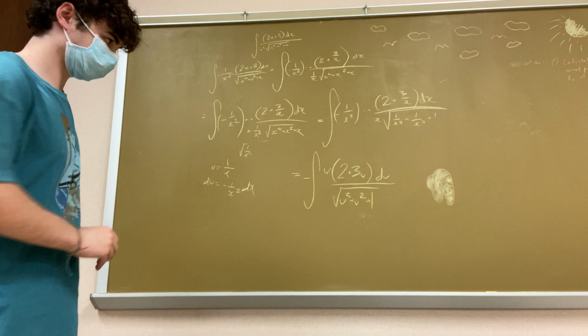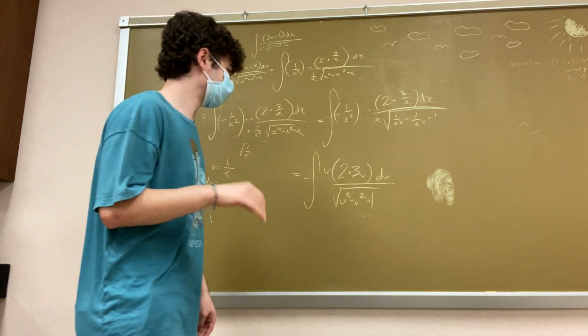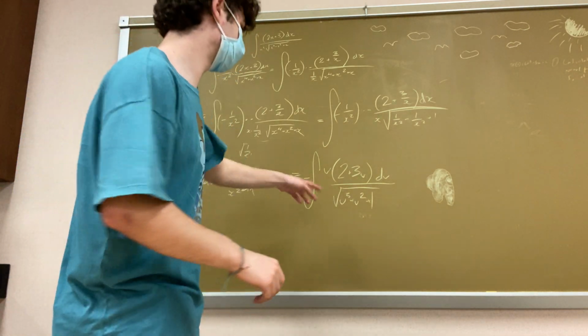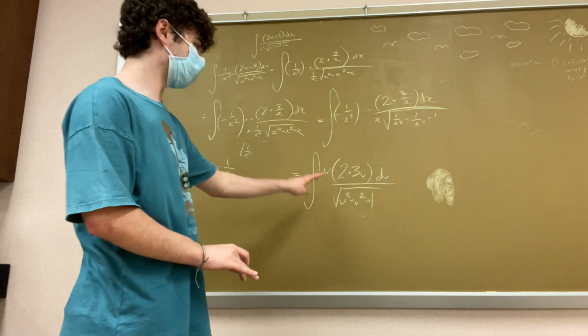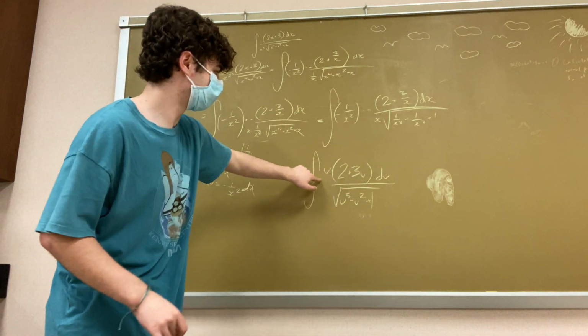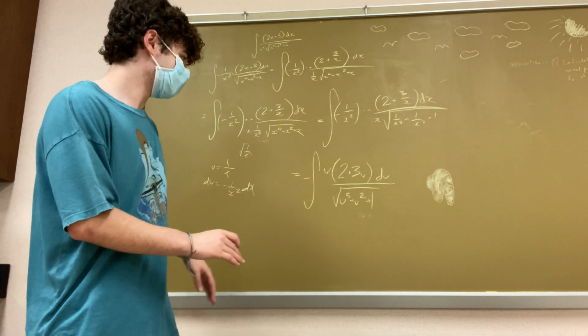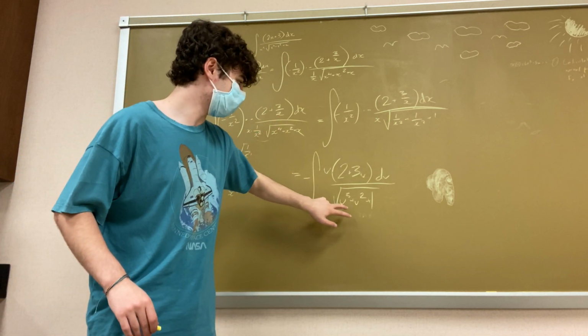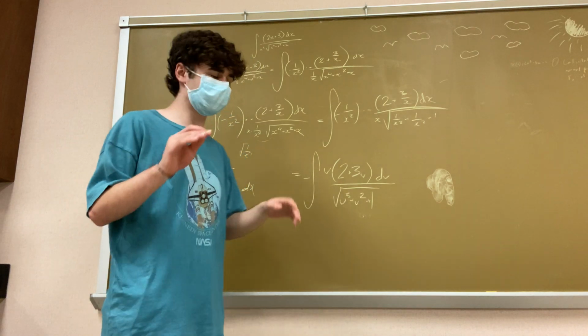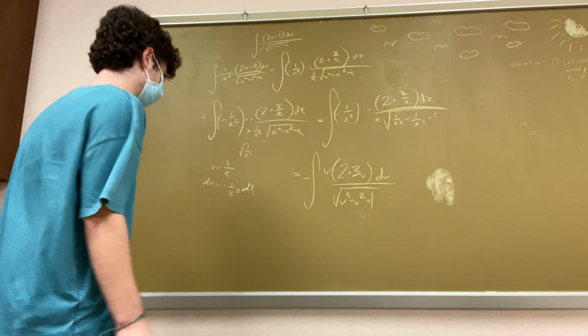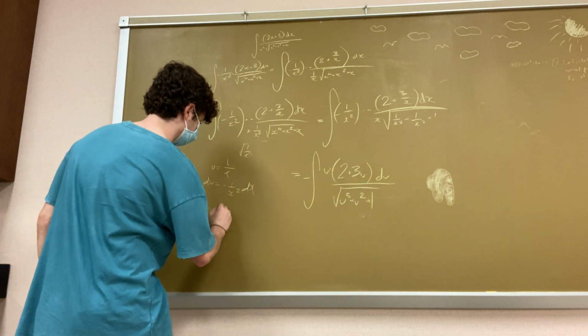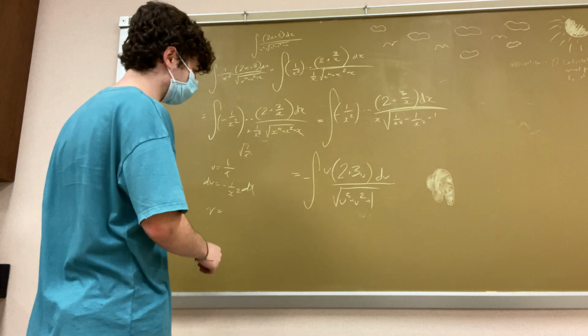And now you'll notice something really cool. I'm running out of space, so I'm just going to explain this. This is 2u plus 3u squared. And what you'll notice there is that that is the derivative of this. So what we have is a very nice substitution. So I'm going to use v. It'll be a double substitution problem.